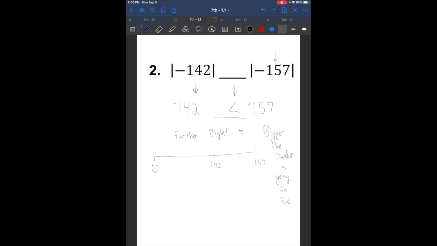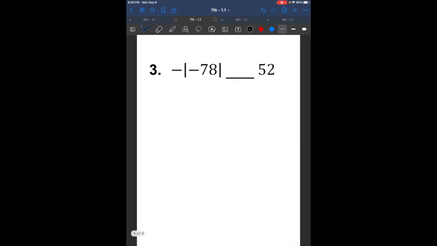142 is less than 157, or 157 is greater than 142. Alright, let's move on to the next one. This one looks like a tricky one, but do not get confused.